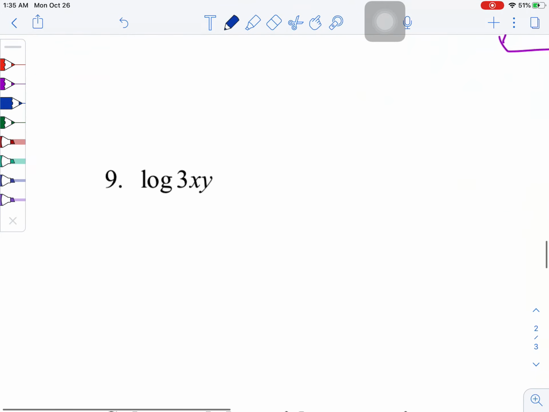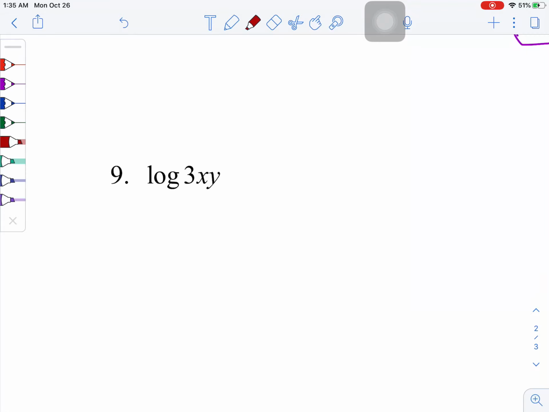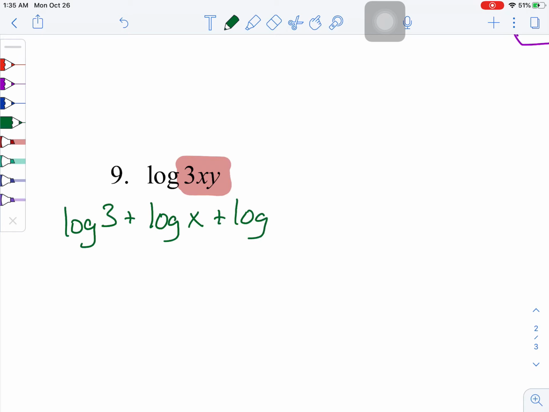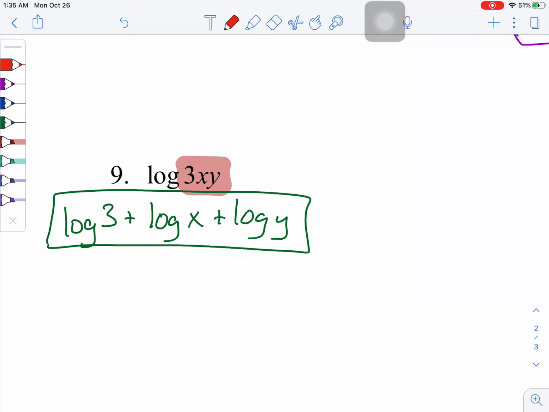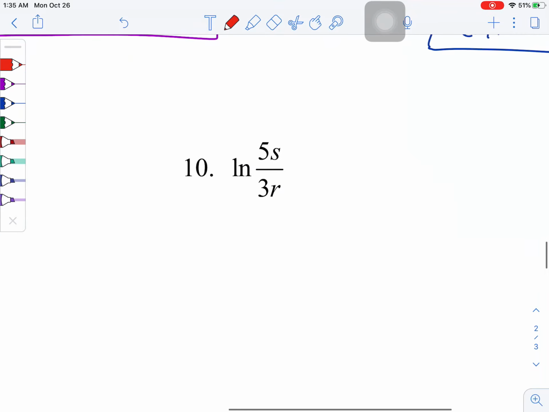Now let's see. We've got problem number 9 here. We have 3 different arguments. So 3, x, and y are all being multiplied together. So that means each one of those gets its own logarithm. So log 3 plus log x plus log y. All right, there were no powers on anything, so I can't do anything more with that.